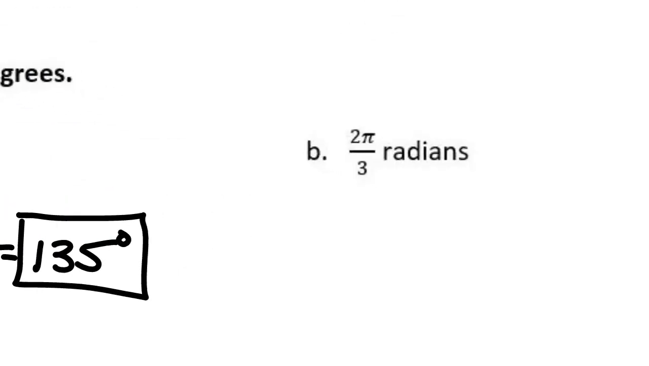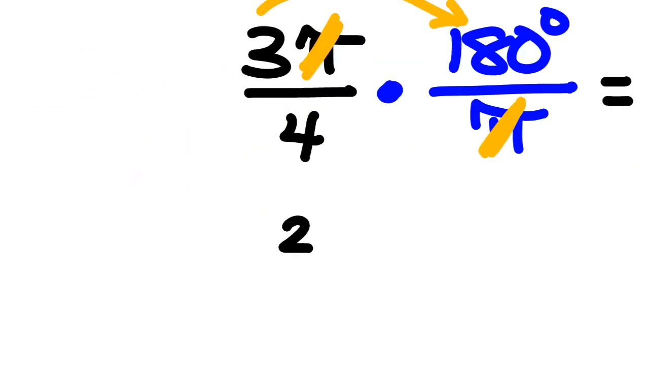Because you have one on top and one on bottom, kind of like how if you do 2 divided by 2, that would simplify to a 1. Pi divided by pi simplifies to 1. Not 1 pi, just 1.